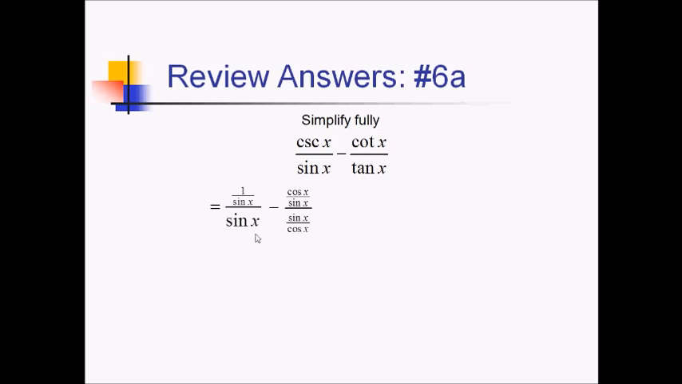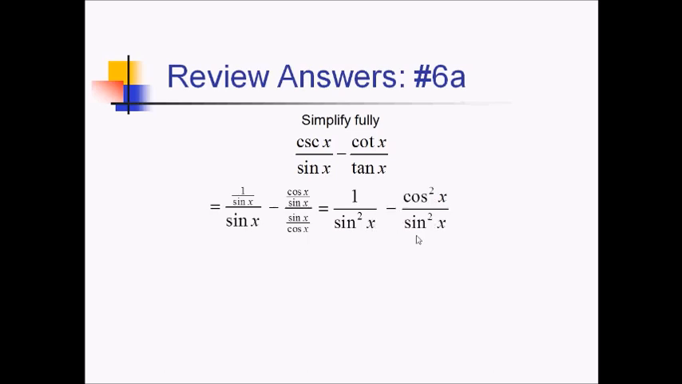So let's do this first fraction. This is really 1 over sine times 1 over sine if we multiply by the reciprocal. So that's actually 1 over sine squared, which is kind of nice. And then over here, if we do same change flip, we've got cosine over sine times cosine over sine. So this is going to be minus cosine squared over sine squared.